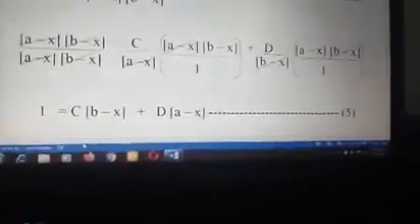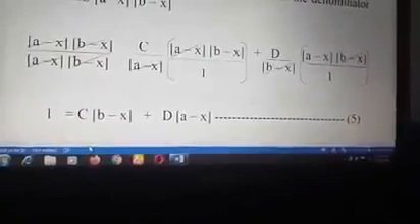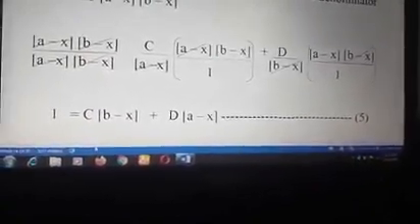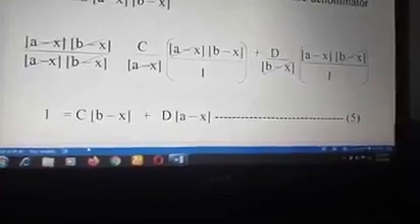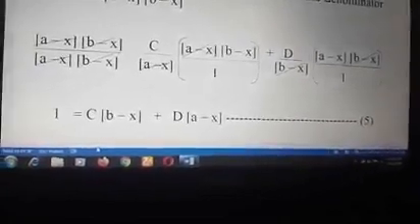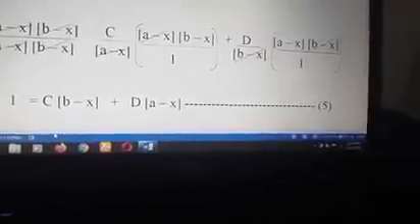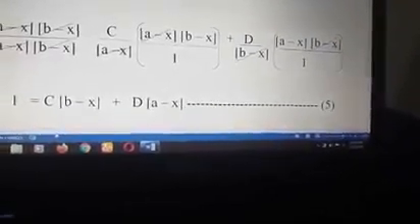So having done that, we are now left with the left hand side having only 1. So a minus s multiplied by b minus s cancels a minus s multiplied by b minus s, giving us 1. Then the right hand side now has C, what remains there is b minus s, plus D, what remains now is a minus s. That's equation 5.